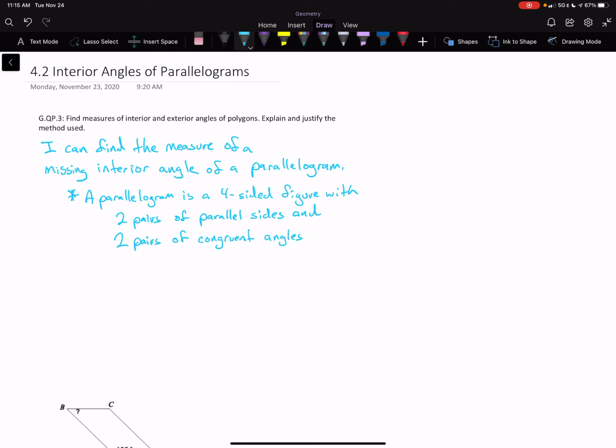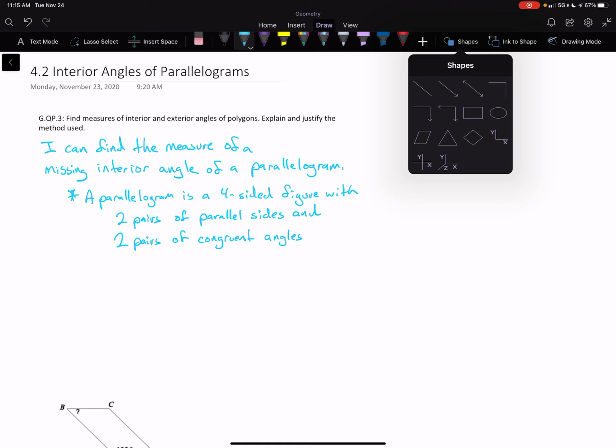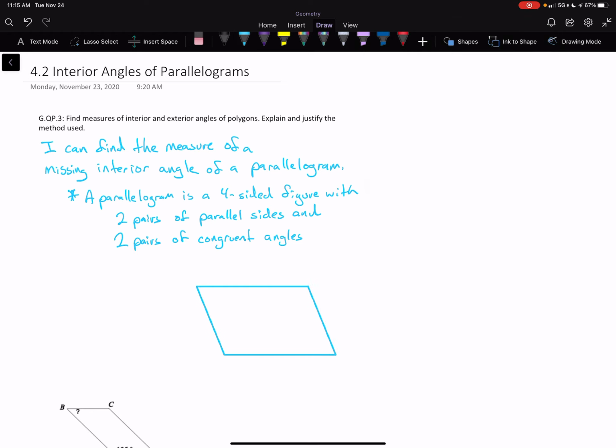So, in essence, if I draw a parallelogram for you, you have this side and this side are parallel, this side and this side are parallel, and then you have congruent angles right here and right there. So opposite angles are congruent. So those are going to be the rules that you need to know.